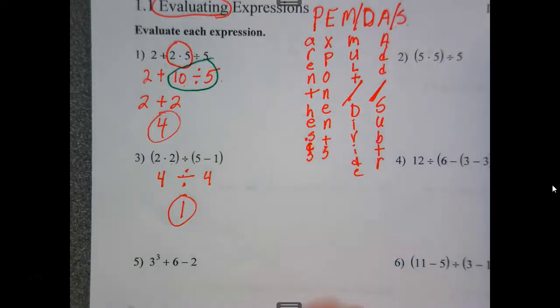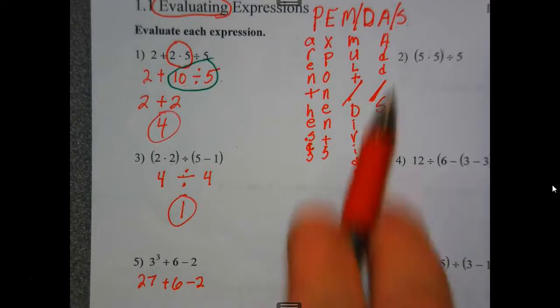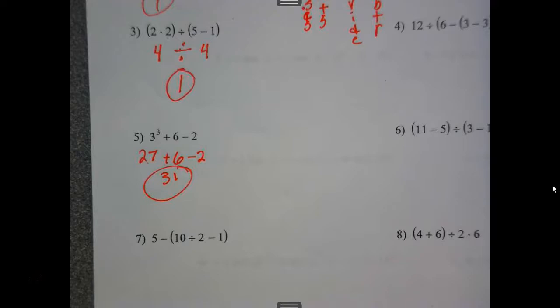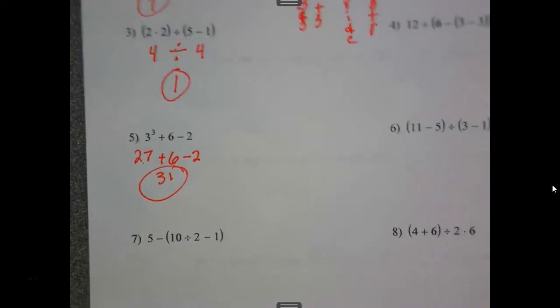It's the one I do first. 27 plus 6 minus 2. All I have left is addition and subtraction. They're on the same level, so go left to right. 27 plus 6 is 33, minus 2 is 31. They're going to trick you up, though. I guarantee it, because I do it. I'll do it so fast that I'll mess it up too at times.